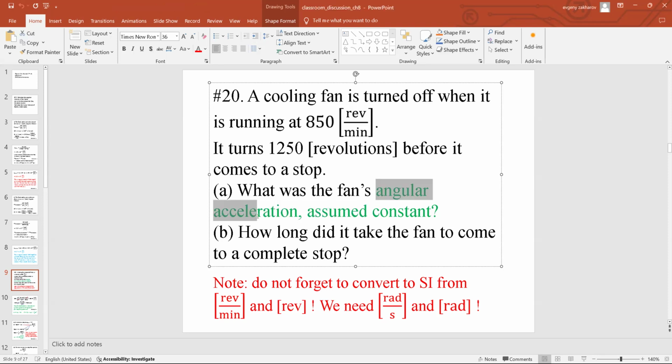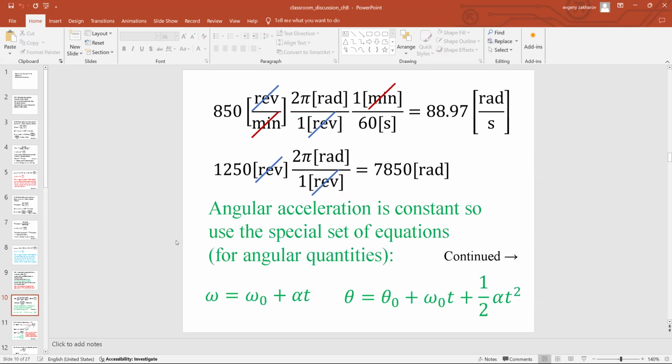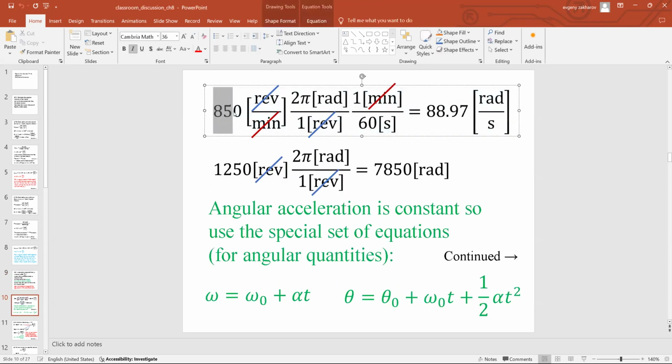So for angular acceleration, let's do the conversion. You have 850 revolutions per minute. Each revolution is 2 pi radians, and revolutions cancel, and you're left with radians. And then each minute is 60 seconds, and you see how minutes cancel, and you're left with seconds at the bottom. So radians on top, seconds at the bottom. That's exactly the System International values we have to work with for angular velocity.